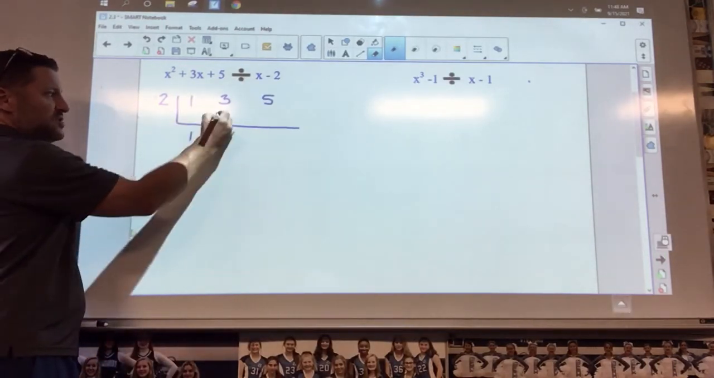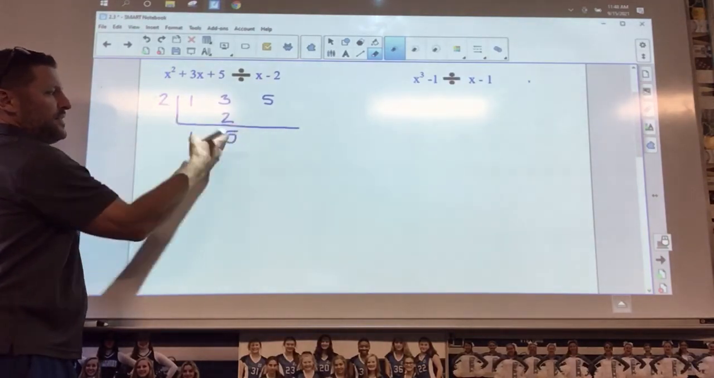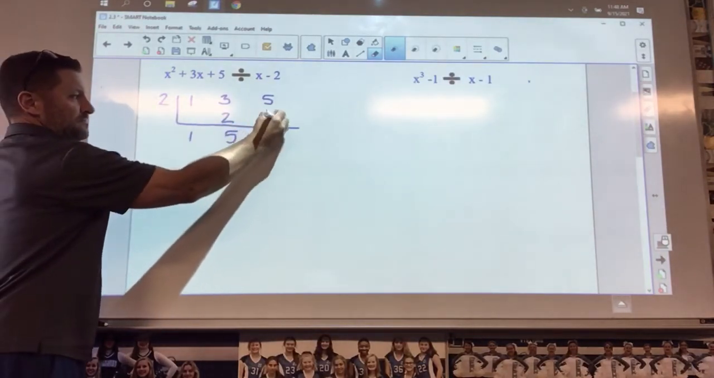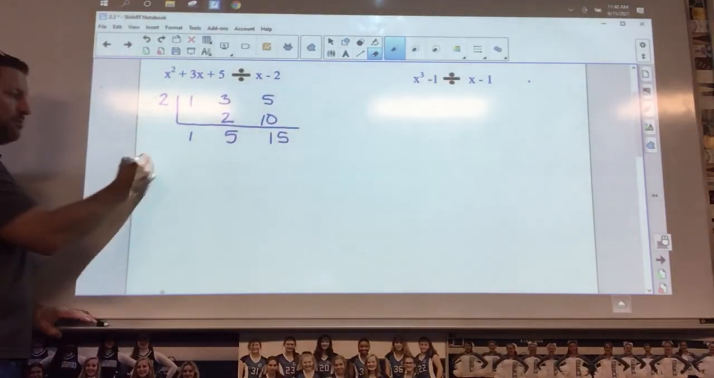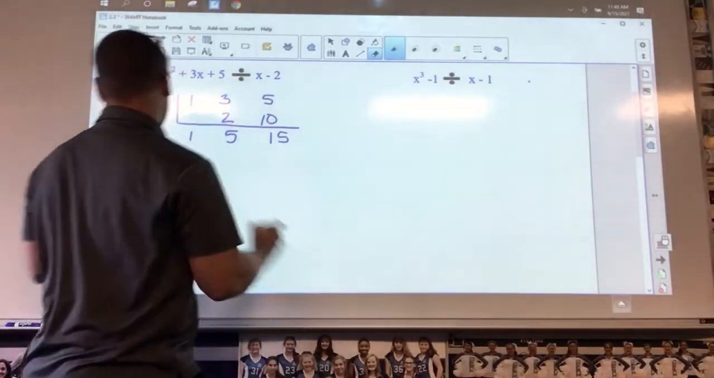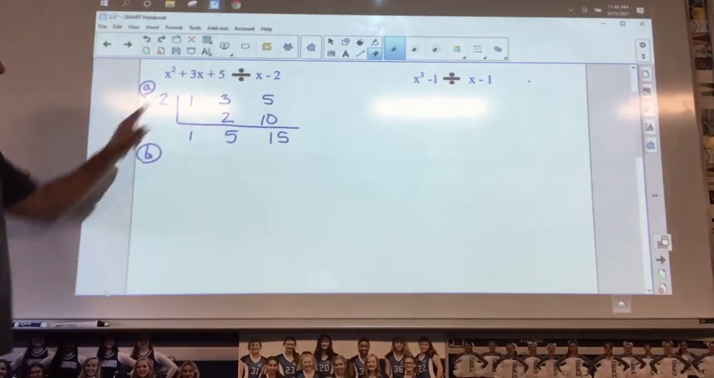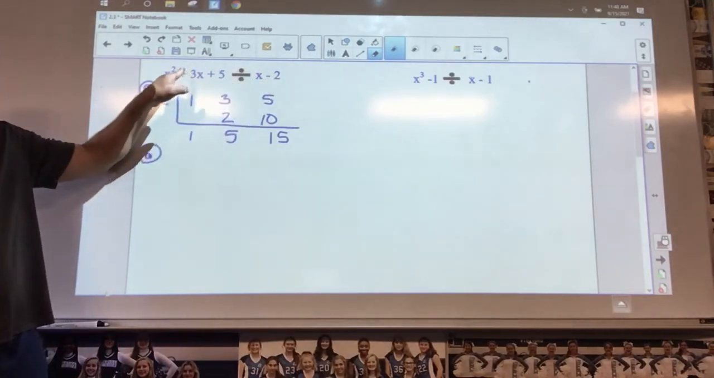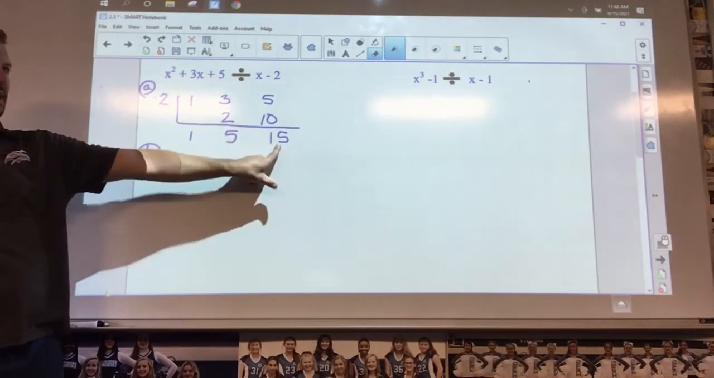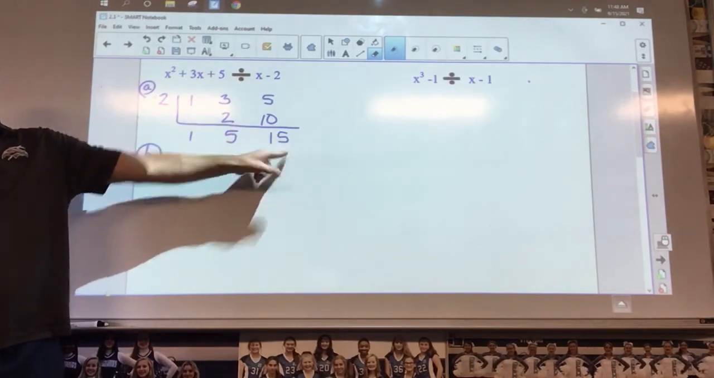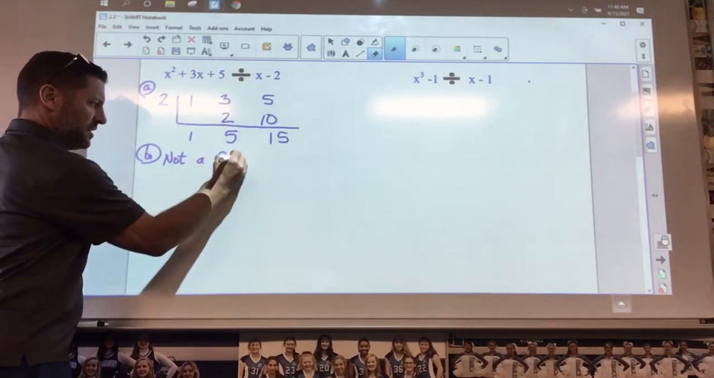2 times 1 is 2. Add, I got 5. That's 10, yes? And then I add it and I got 15. Okay, so part A was divide however you want. This was part A. Part B, I think, said, is this a factor of this? Yes or no? No, because there's a remainder. Not a factor.